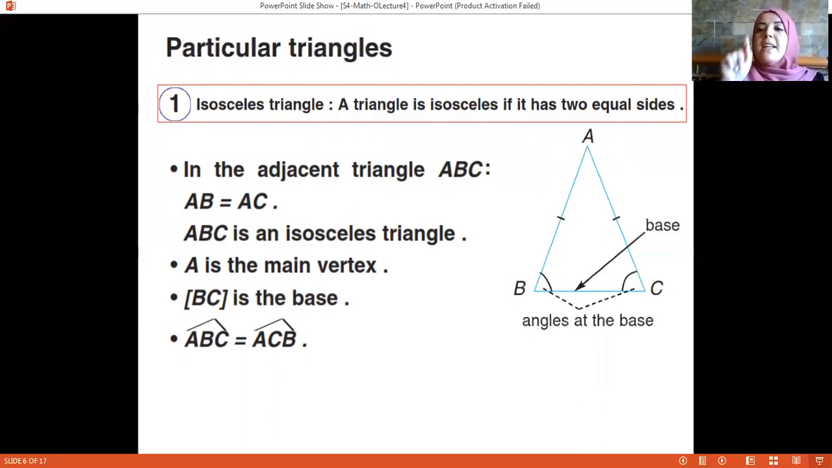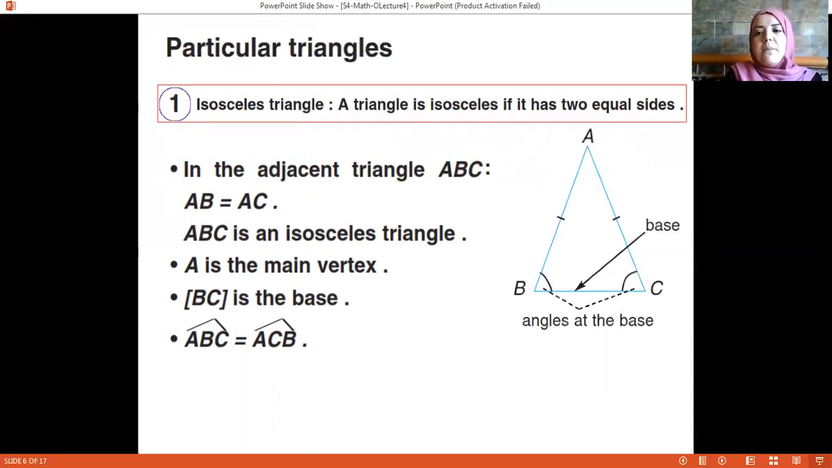That would tell me that FE equals FG. And that also will tell me that the angle FEG is equal to the angle FGE. So keep in mind that it's very important to tell me which one is the main vertex.